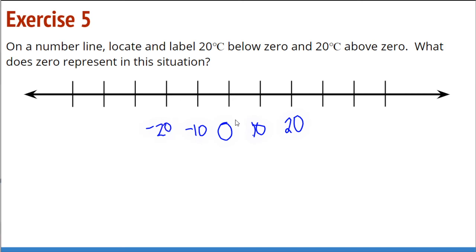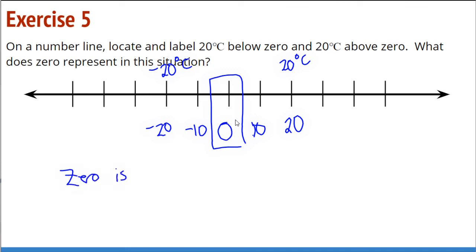I have 20 above, and I have 20 below, which is negative 20 degrees Celsius. And 0 in this situation is that we are not above 0 and we are not below 0. So what does 0 represent in this situation?